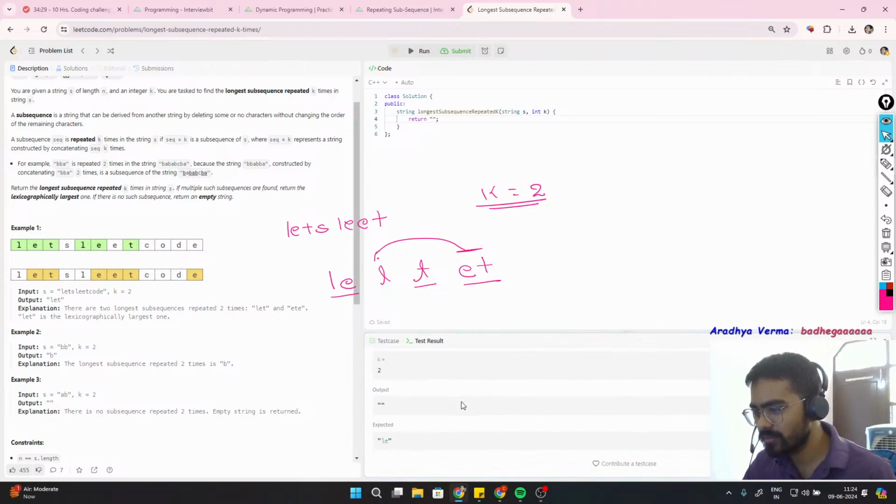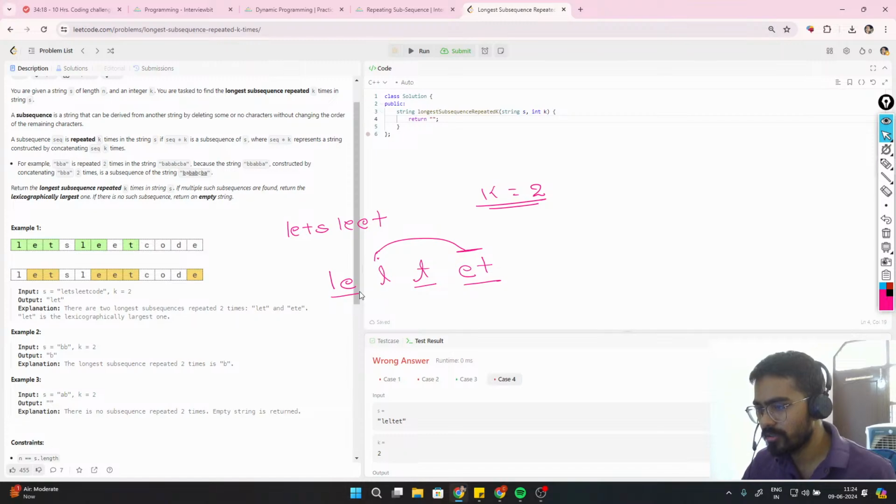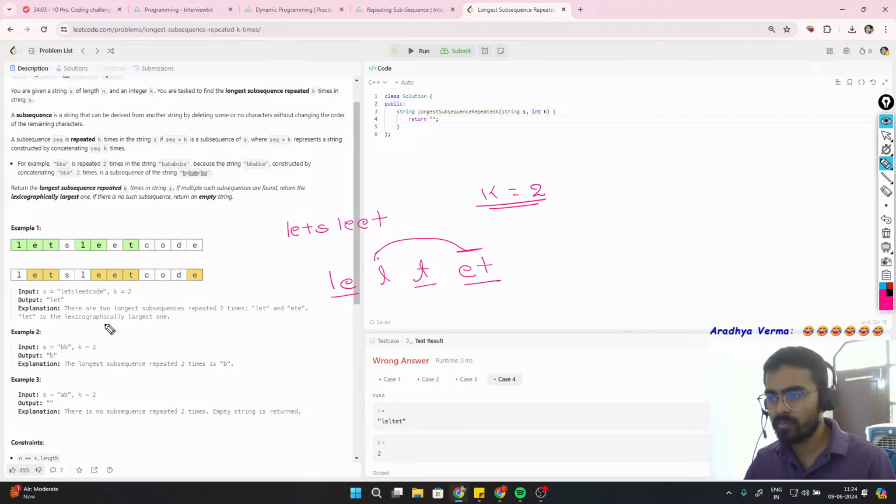Let me run this. Okay. Oh, okay. So it's not considering this as LET and LET. It's going LE and then L and E. Cool. This will reduce my complexity, I think, a lot in solving this question.